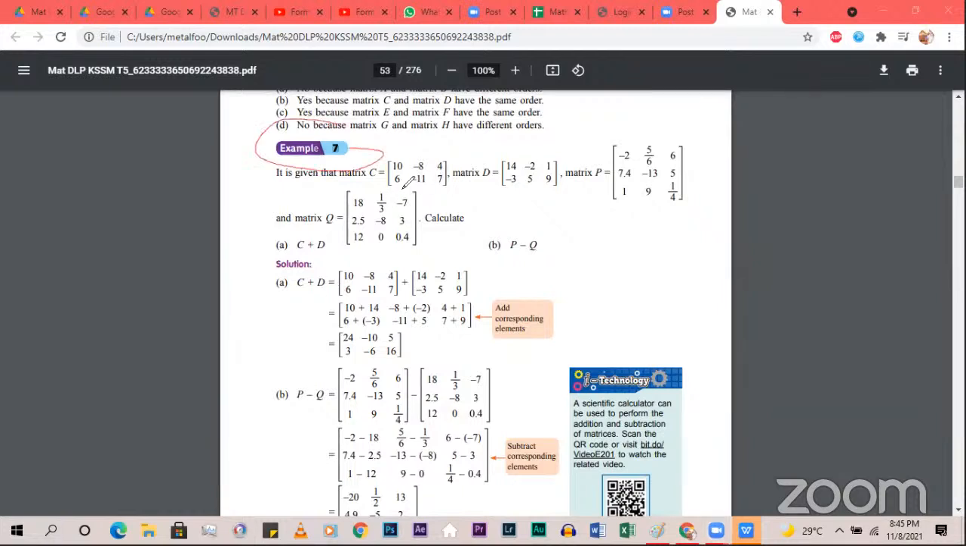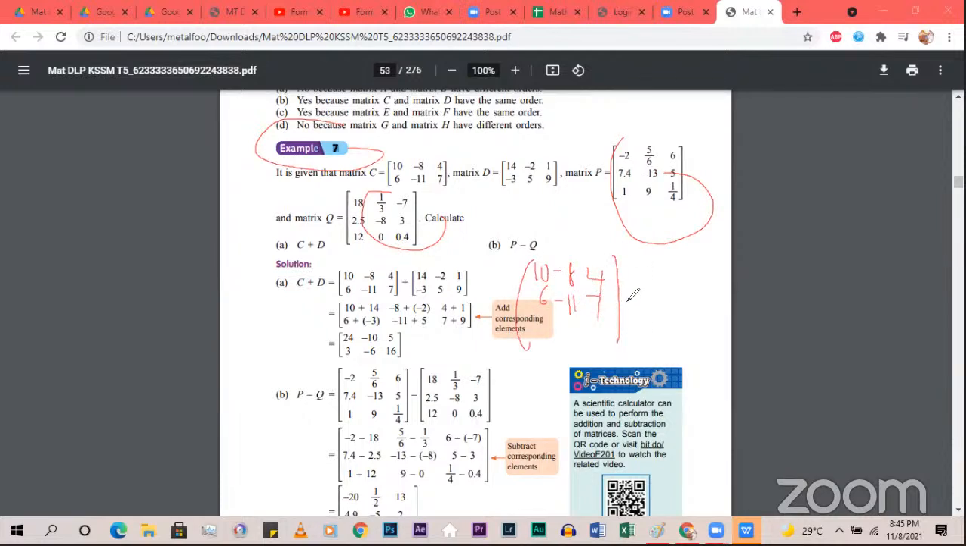It's given that matrix C equals 10, 6, -8, 11, 4, 7. Matrix D equals 14, -2, 1, -3, 5, 9. And matrix P equals this, and matrix Q equals this. Calculate C plus D. C plus D, so it will be 10, -8, 4, 6, -11, 7.